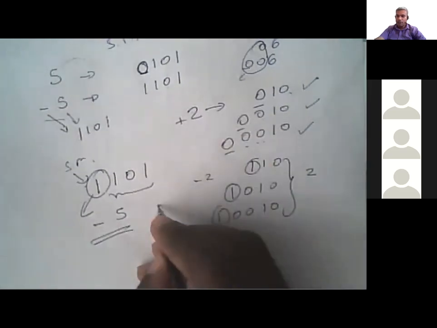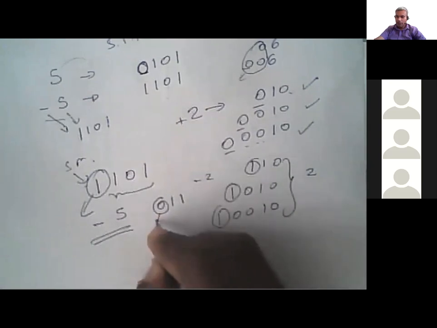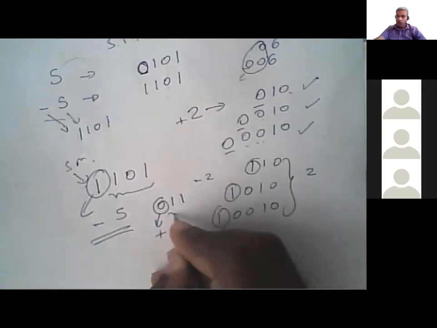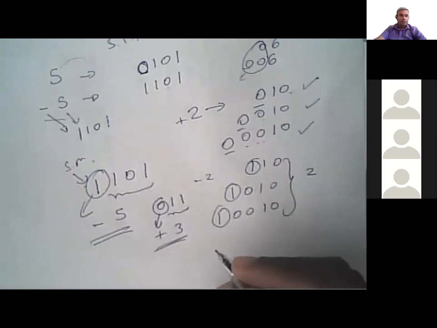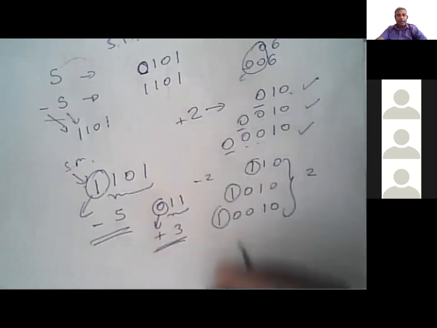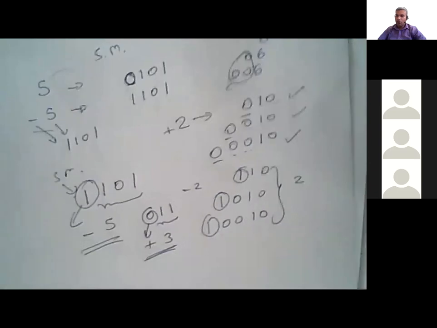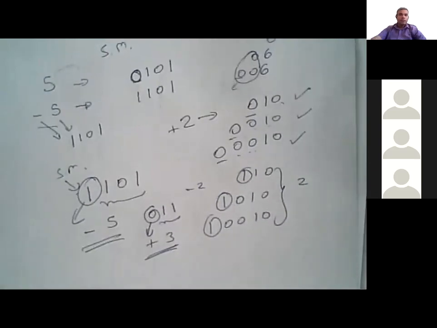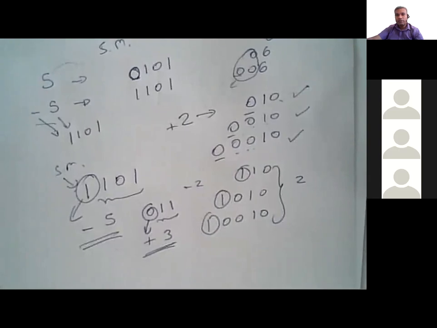If you got something like 0, 1, 1, this is the sign bit, so it's positive. 1, 1 means 3, so this is a positive 3. So this is +3. This is how you convert it back into decimal. So by now you should know how to do decimal to sign and magnitude and sign and magnitude to decimal. Is it okay with you, everyone? Any questions you want to ask?